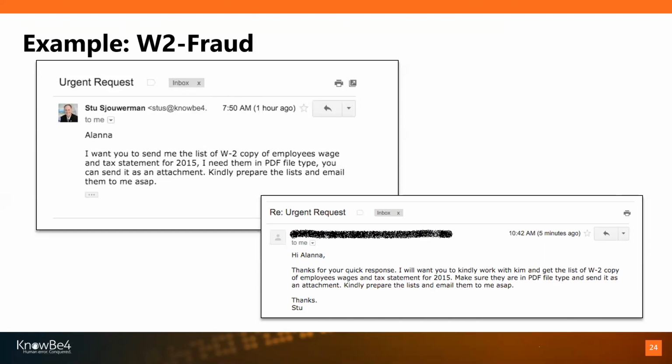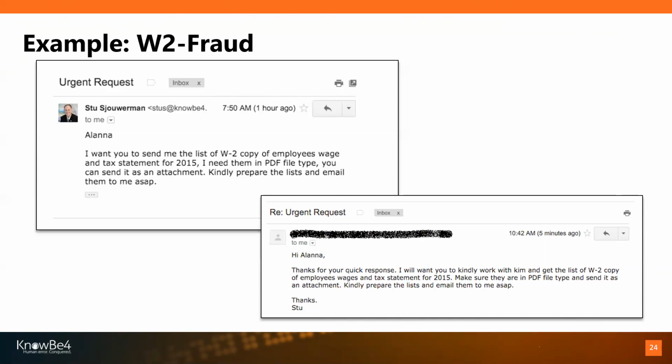Well, the same sort of thing can happen here, only with sensitive information, as I mentioned before. In this case, these are actual attacks that came into our organization. This was supposed to be from Stu Showerman, our CEO, going to one of our employees here. And as you can see, it basically said, I want you to get the W-2s. And instead of the money, what they're after here is tax forms.